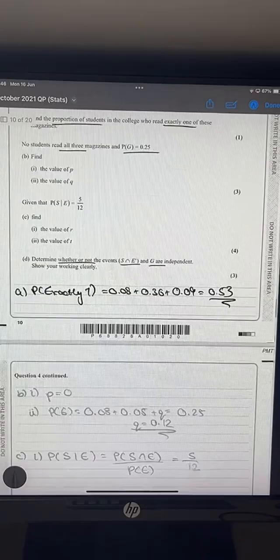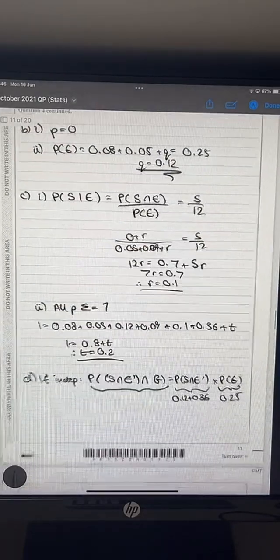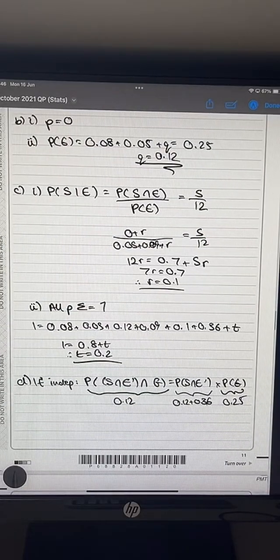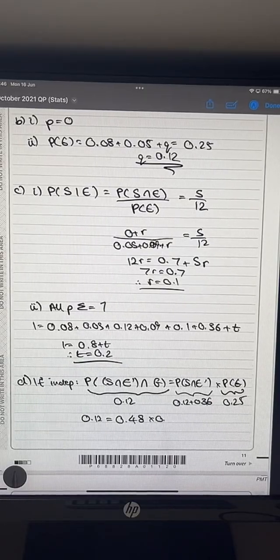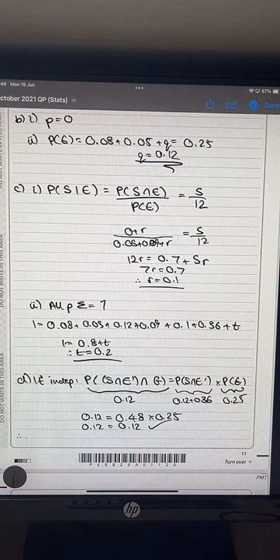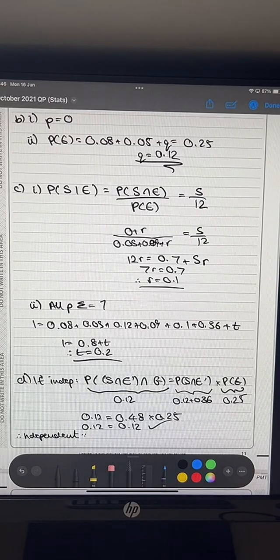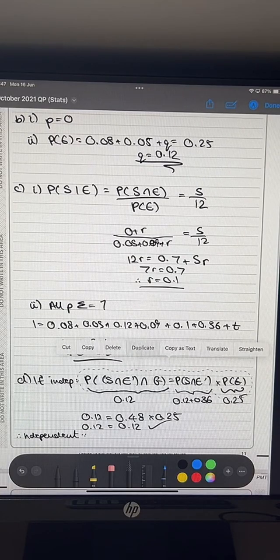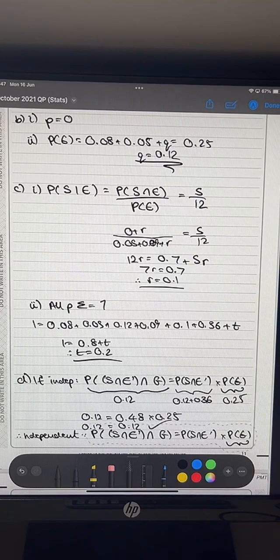So it's just 0.12. So I'm going to put that through and I'm going to do 0.12 equals 0.48 times 0.25. So if I put this into my calculator, I get 0.12. So I can put a tick there. And therefore, I need to have my conclusion. Therefore, independent. Why? Because, and then I'm just going to rewrite the whole phrase at the top again, because that is my condition for independence. So I would just write this over here. And then I would get the marks right there.